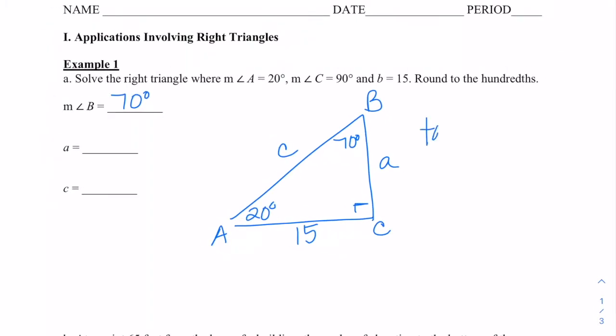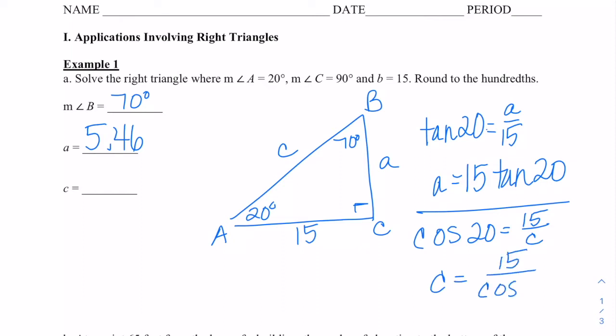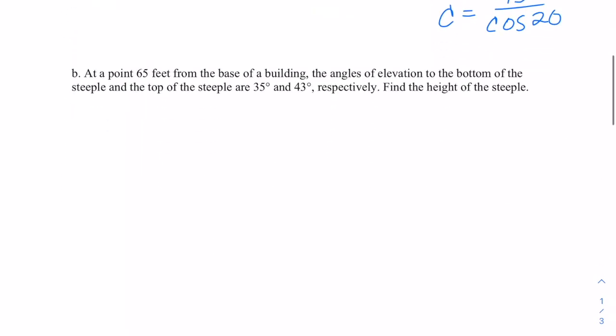So tangent of A, which is 20, would be A over 15. So A is going to be 15 times tangent of 20. And that's about 5.46. And then for C, we can use cosine, since we have the adjacent side, so 15 over C. So C is just going to be 15 divided by cosine of 20, and that's approximately 15.96.